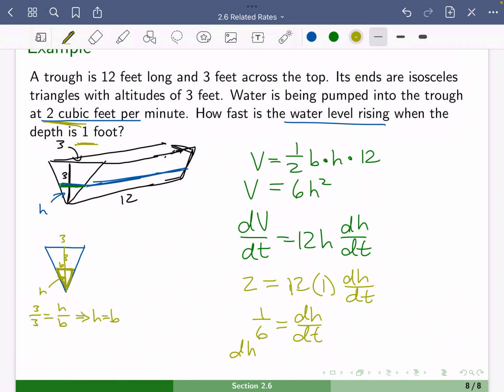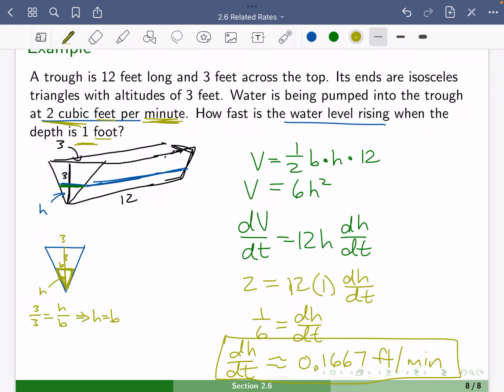So dh/dt, the change in height, the change in the depth, is approximately 0.1667. And the units we have, these are all in feet per unit of time. Our unit of time is minute. So feet per minute. And that is our final related rates problem. We will see you next time.